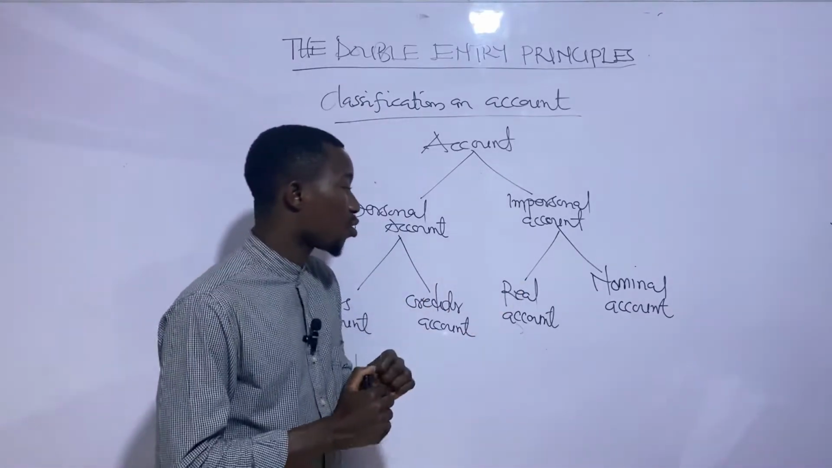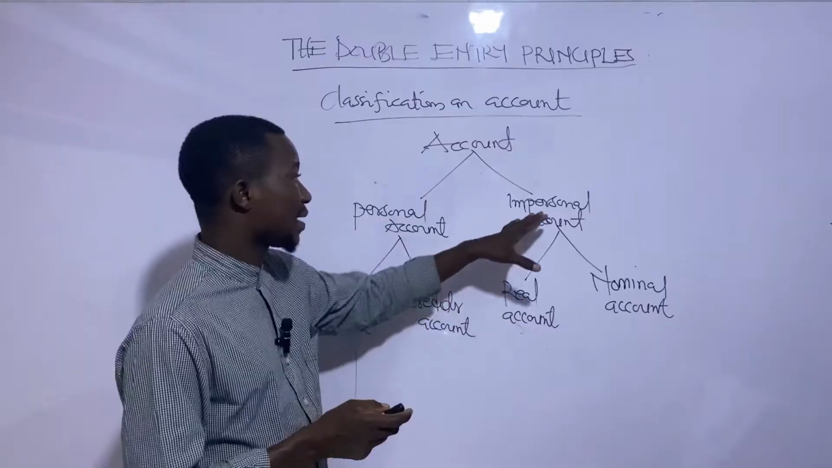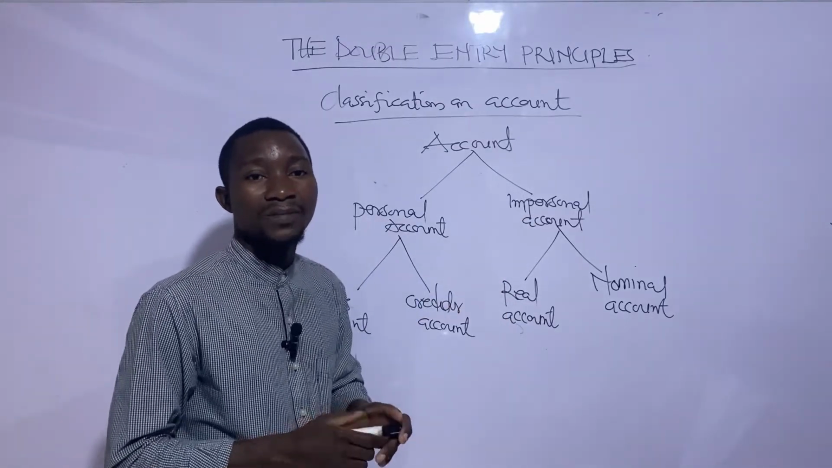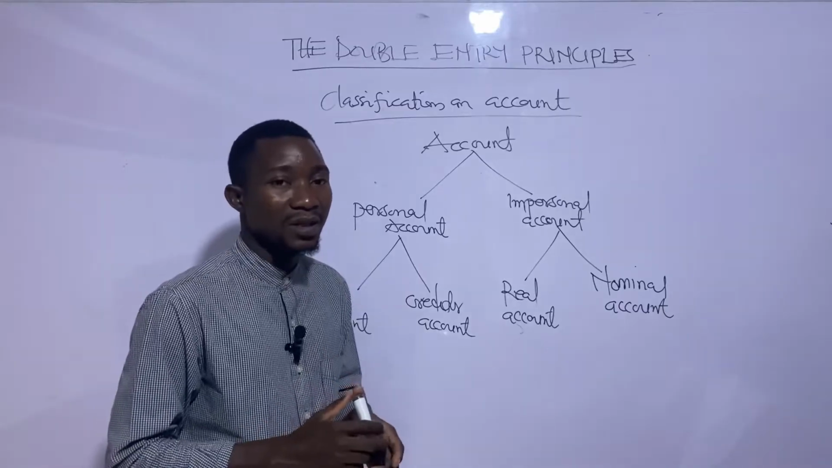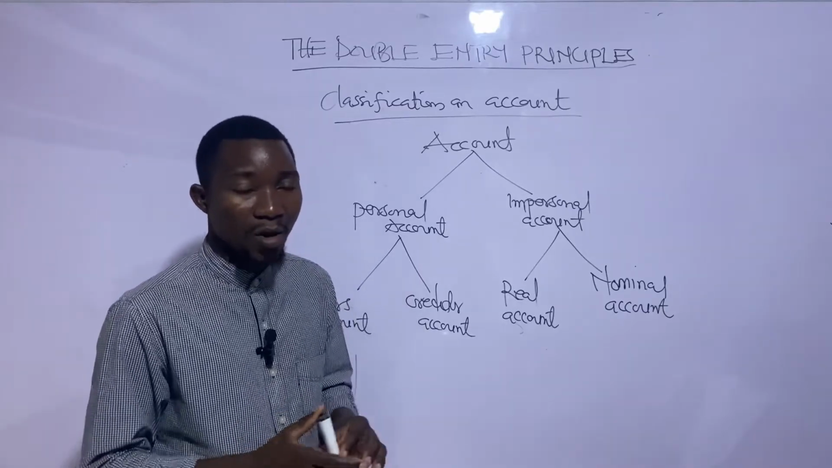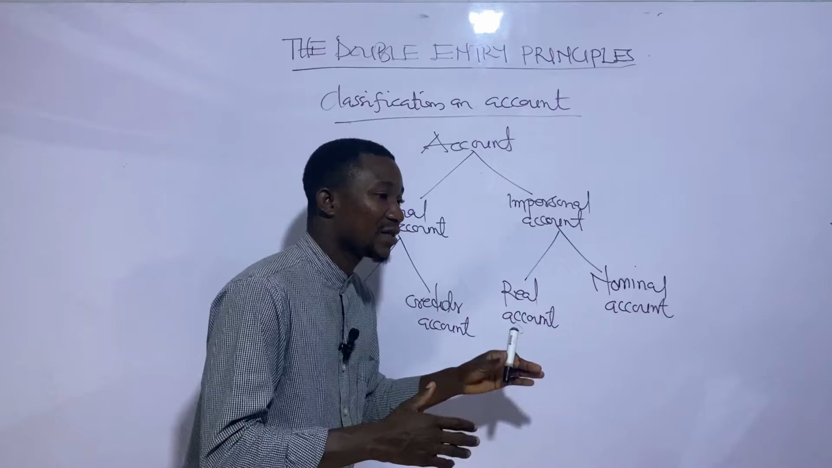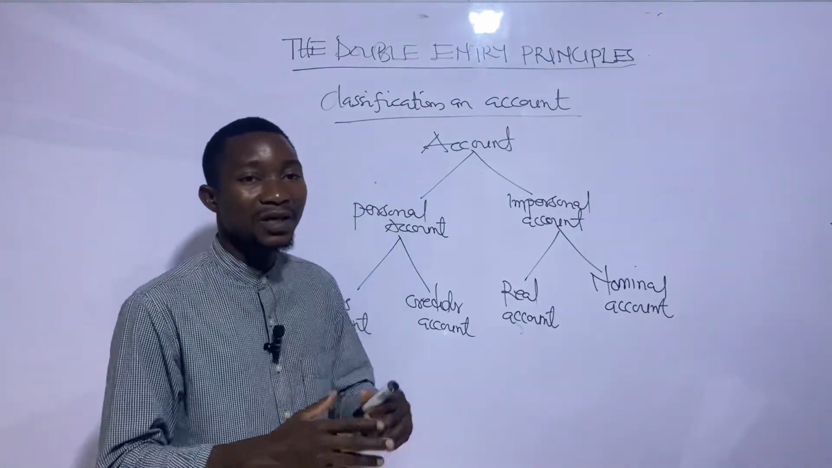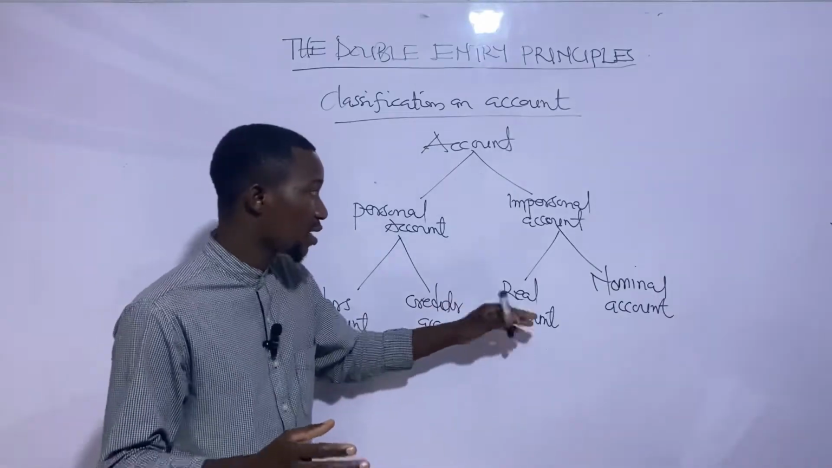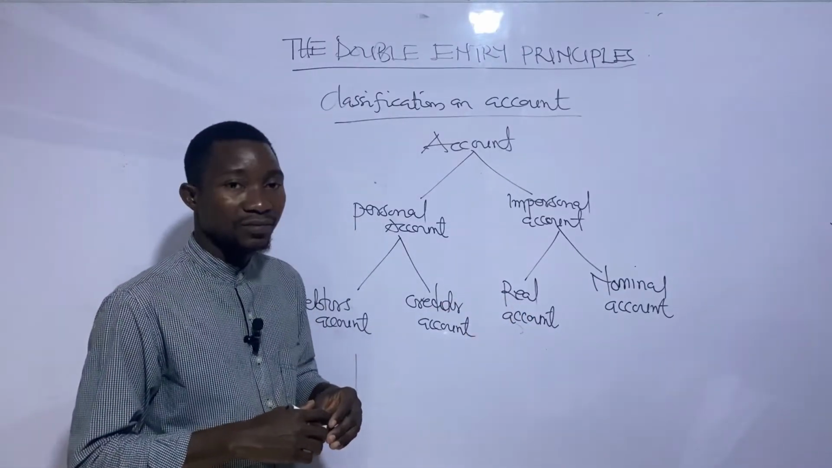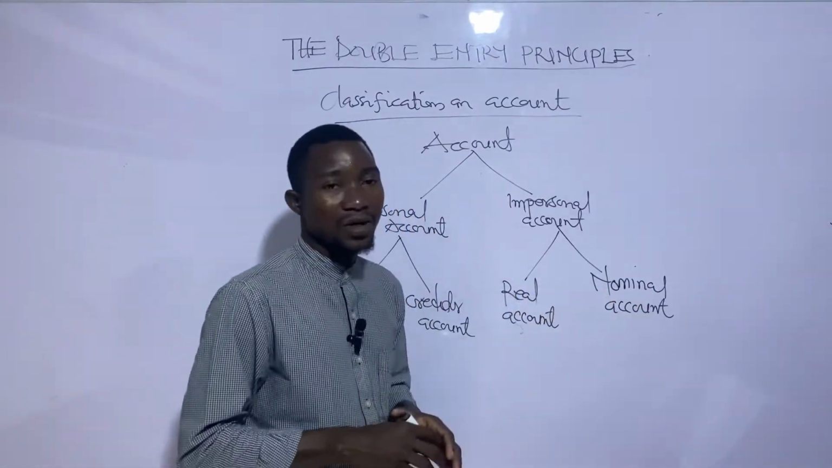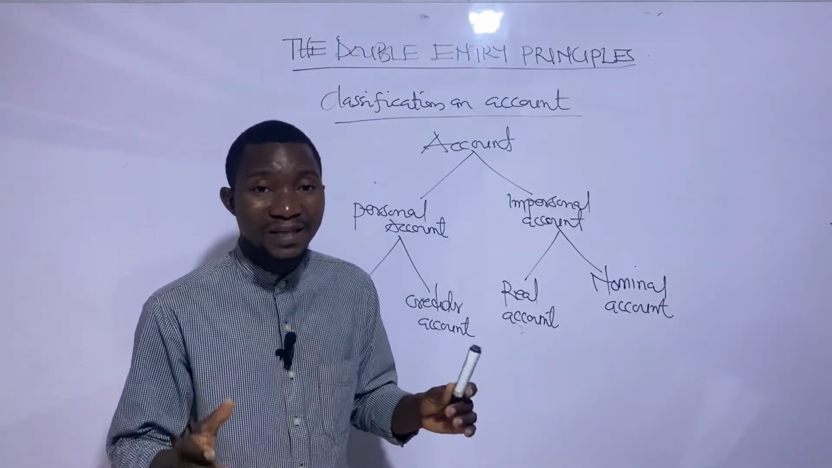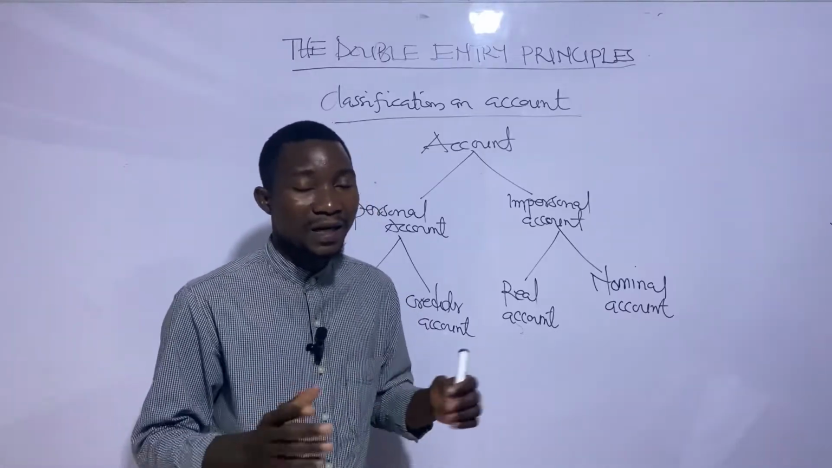We also have what we call real account under impersonal account. Real account is an account that is used to record tangible items. For instance, an asset. Okay, so if a transaction relates to an asset, for instance, motor vehicle, land and building, furniture and fittings, it will be recorded in real account. We have what we call nominal account. Nominal account records transactions relating to expenses, revenue, gains, and losses.